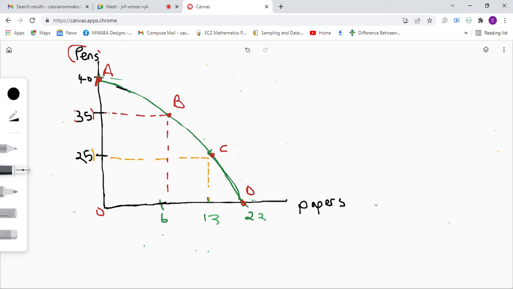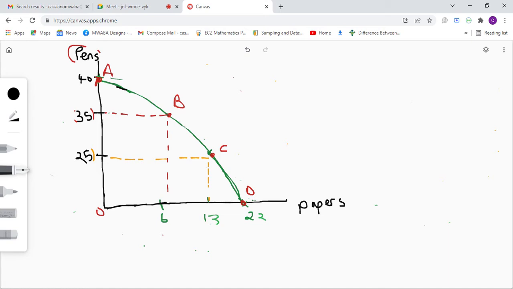The production possibility frontier curve and how we can calculate opportunity cost from this curve. So if we remember, opportunity cost is what we give up whenever we make a choice. So we're going to calculate the opportunity cost along the points on the curve.